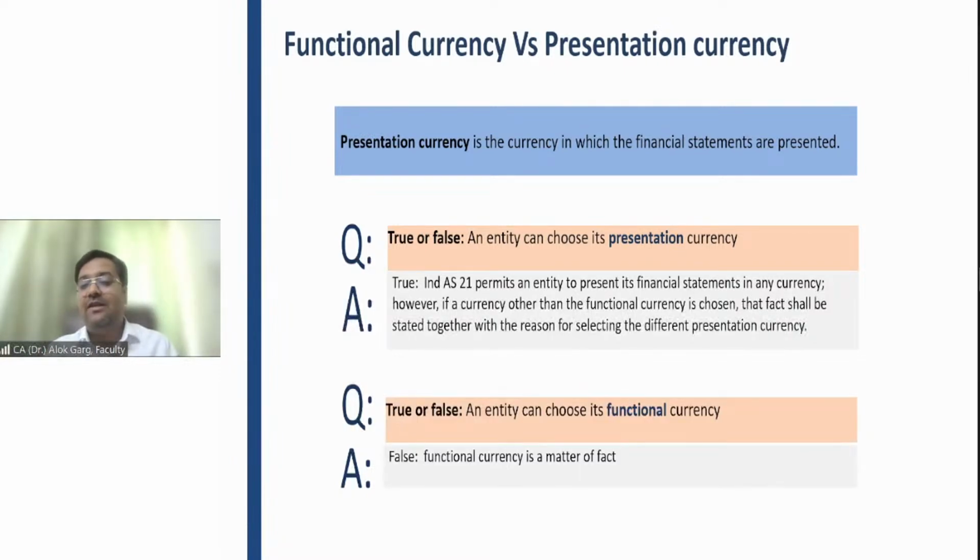Can an entity choose its functional currency, right or wrong? Wrong. The functional currency cannot be chosen. The functional currency depends on the facts and circumstances. It depends on the primary and secondary indicators.